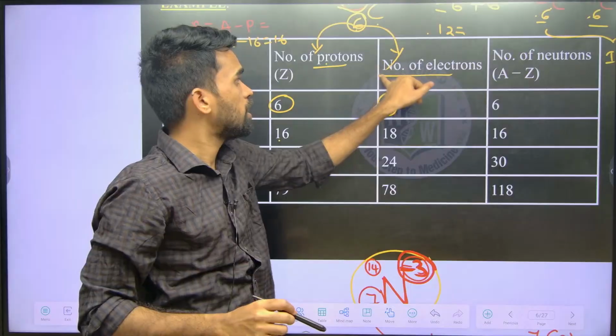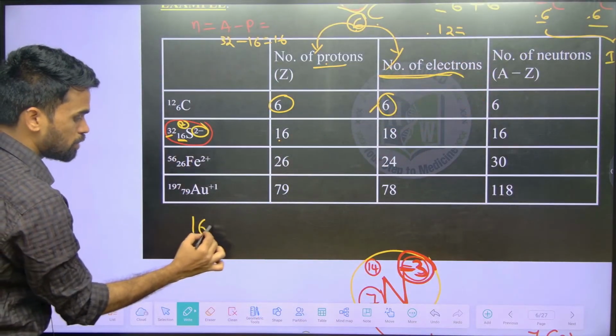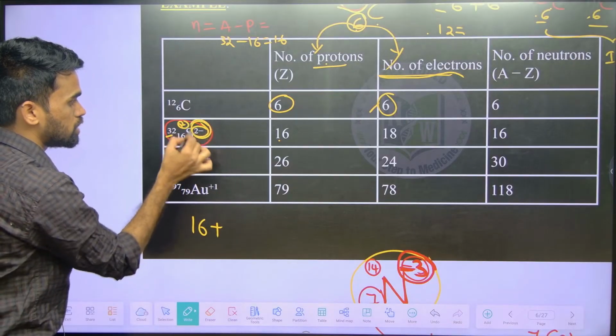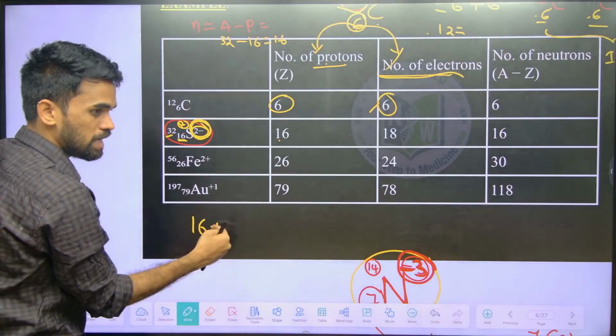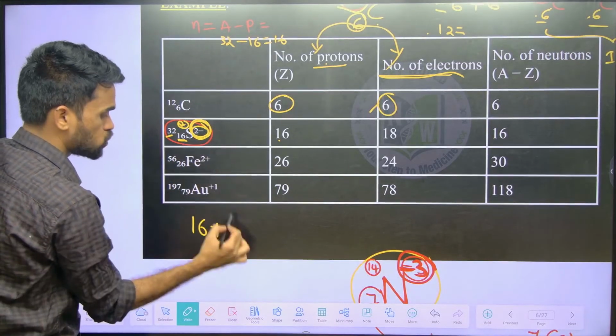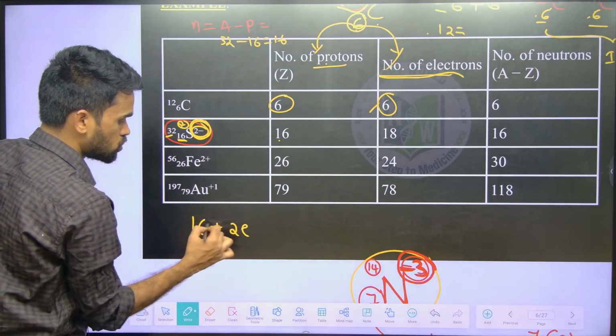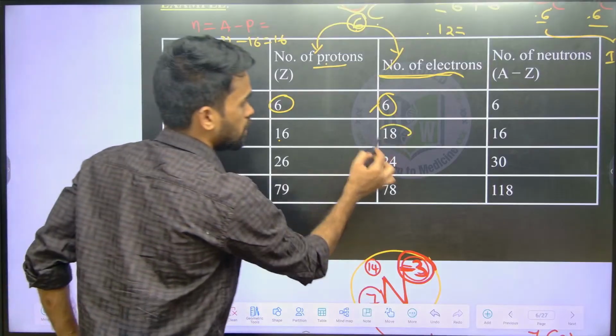Then next, what about its electron count? Its atomic number plus the charge present on it. If minus charge is there, add that many electrons. If plus charge is there, remove that many electrons. So here minus 2 means add 2 electrons to it. So in total how many electrons is it becoming? 18 electrons. That's why you have written 18 here.